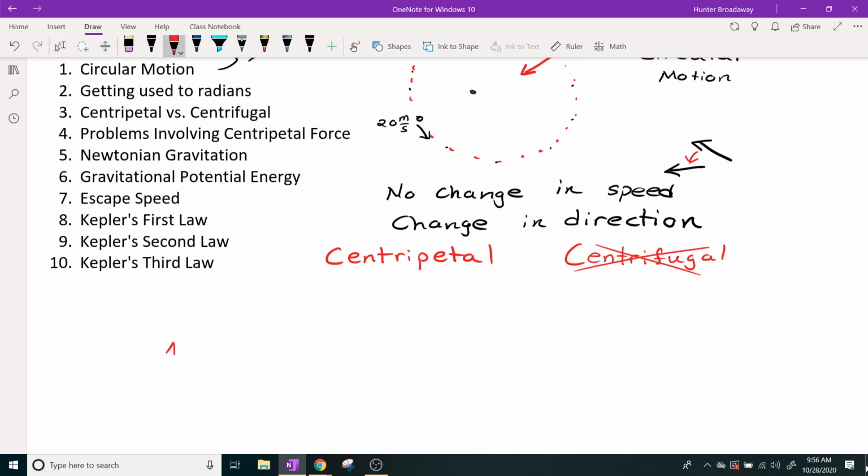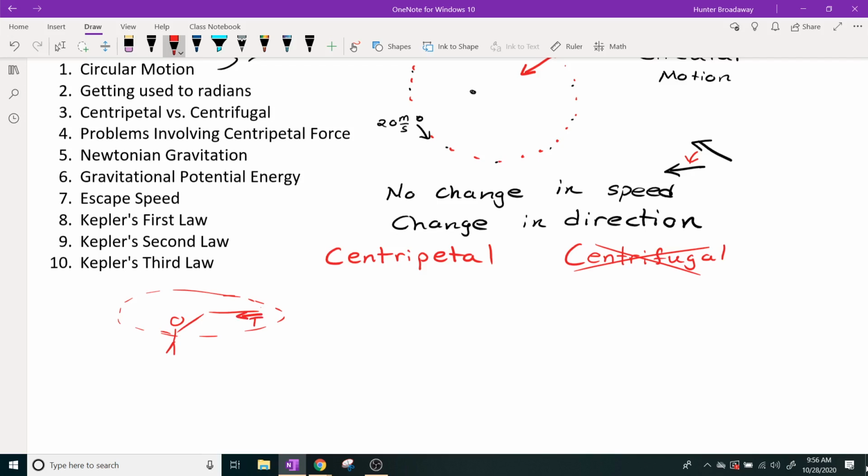So, like in the case where you're twirling something around your head like this, okay, the centripetal force that points inward is tension. So tension is centripetal.